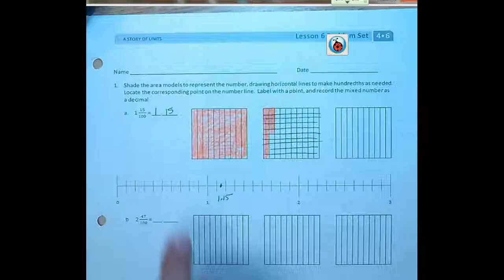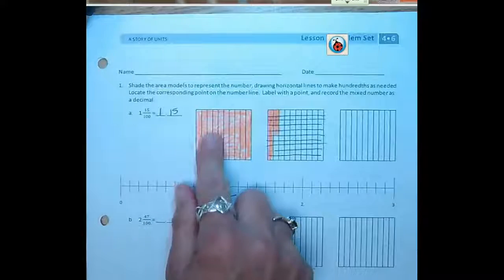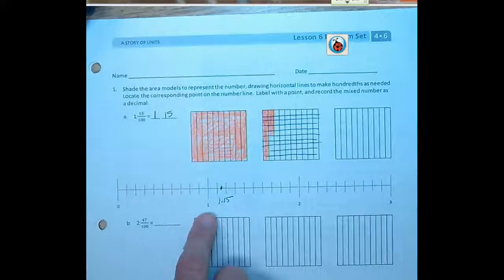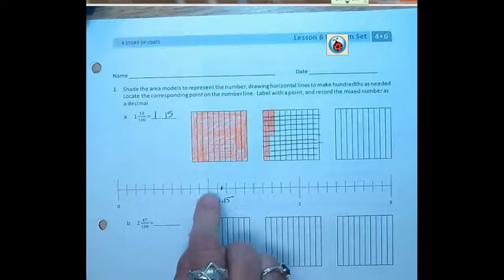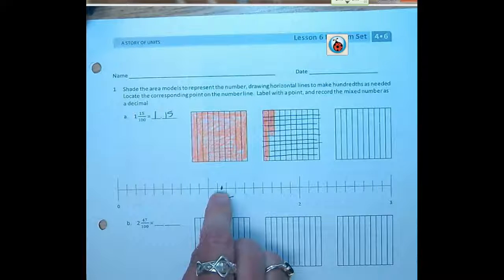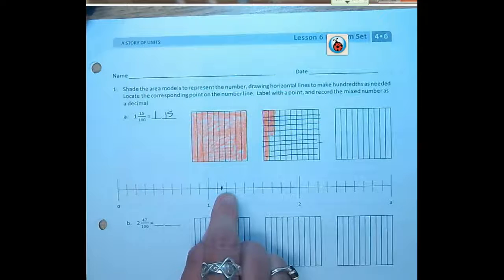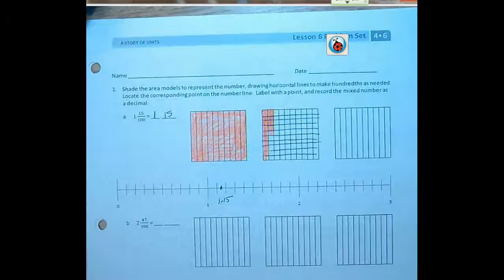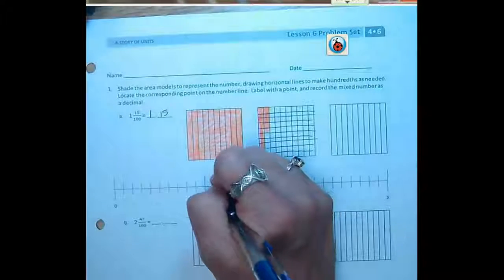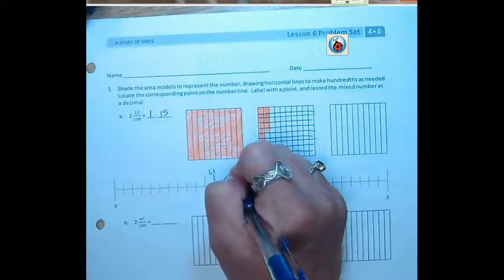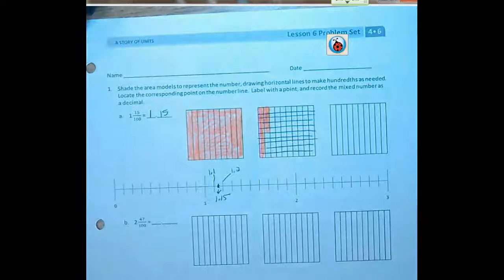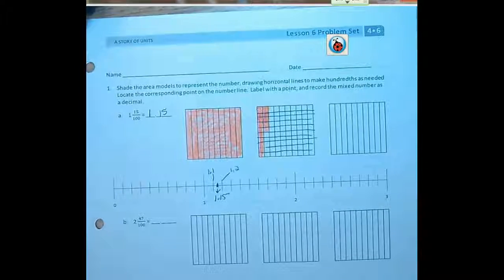Okay. So for the 1 and 15 hundredths, I shaded in 1 whole. I shaded in 1 tenth and 5 hundredths. Then on my number line, I went between the 1 and the 2. I went to the first tenth, and then I went just about halfway in between the first tenth and the second tenth. I will find 1.1. So this right here is 1.1. This is 1.2. So right in between, we have 1.15. Because it's halfway in between.